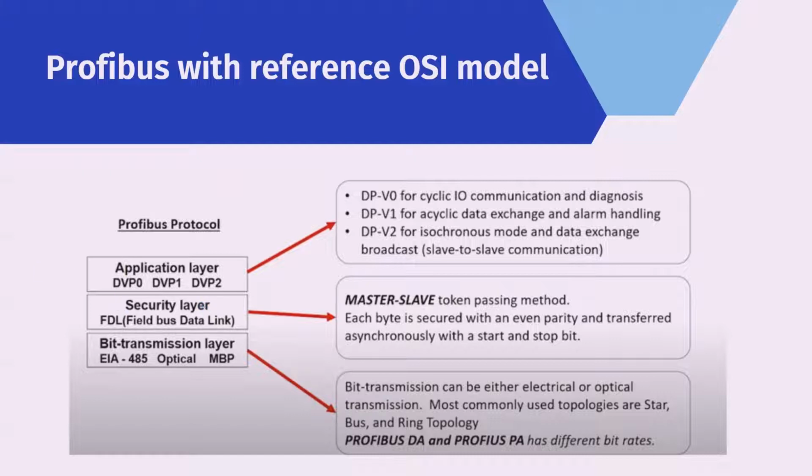It is known as FDL, the Fieldbus Data Link, and it handles the data transmission between master-to-master devices and also master-to-slave devices. It adopts the token passing technique and handles both data security and error detection. The third and final layer is the bit transmission layer. Here, the data can be transmitted either by electrical transmission, twisted pair cables, or optical transmission.